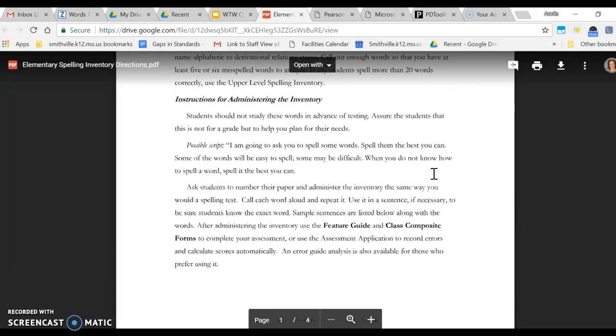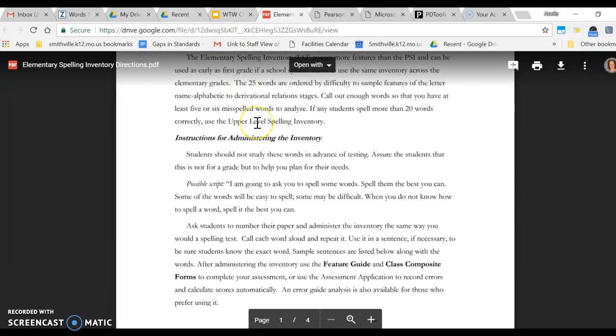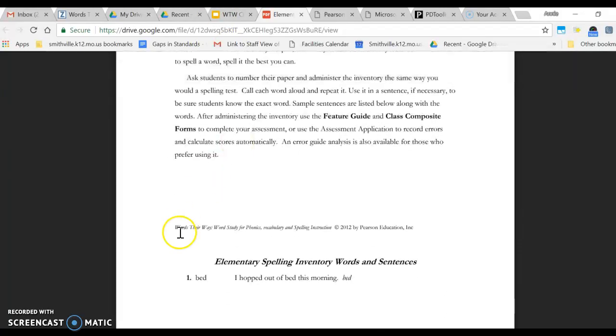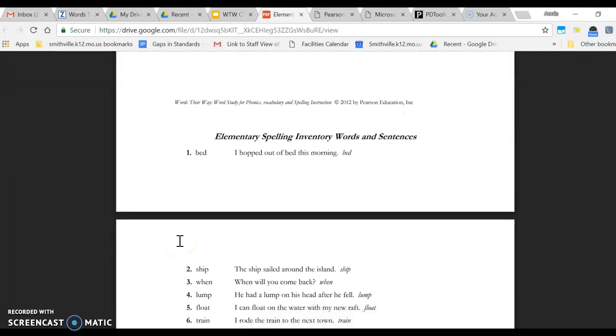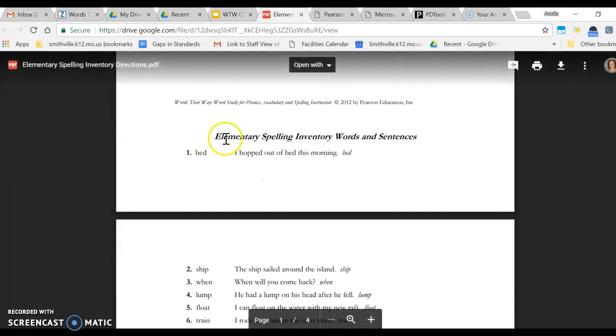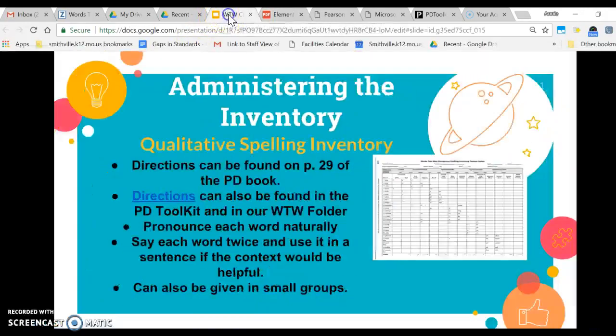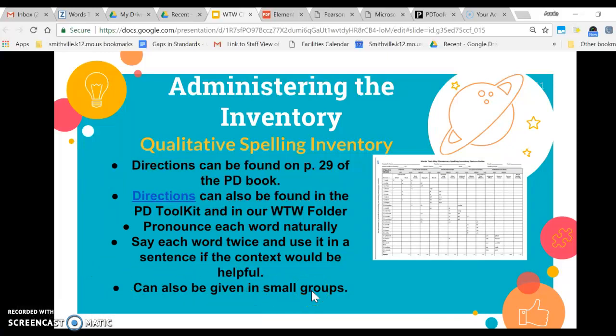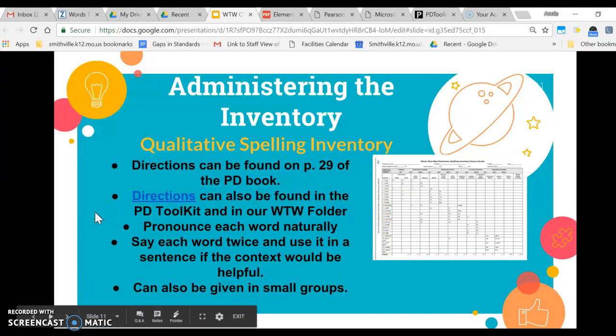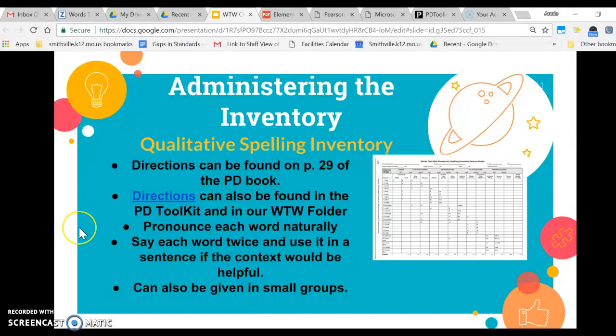Okay, and I believe that about covers administering the test. Again, this is a test that you'll give in the fall, in the winter, and in the spring so that we can monitor their overall progress. You could also give this test in small groups or during whole group instruction. You have the freedom to choose the setting for the test that you think works best for your students.